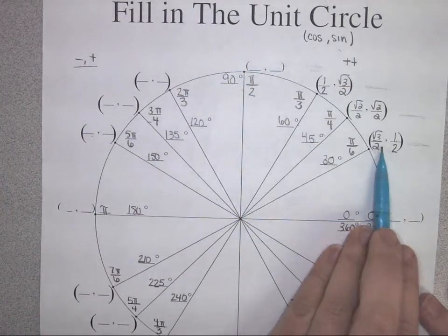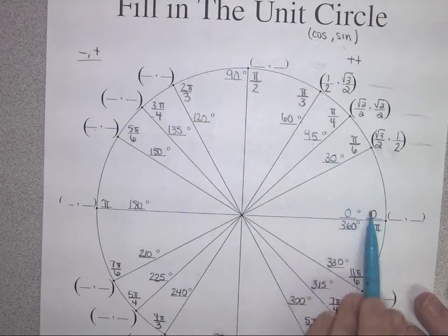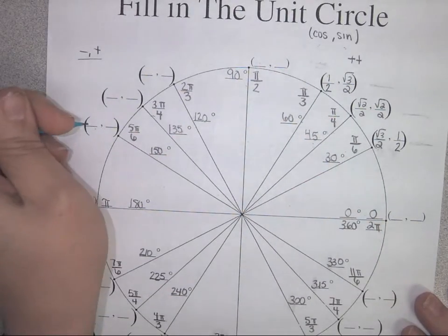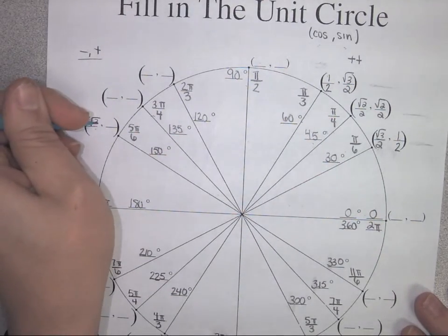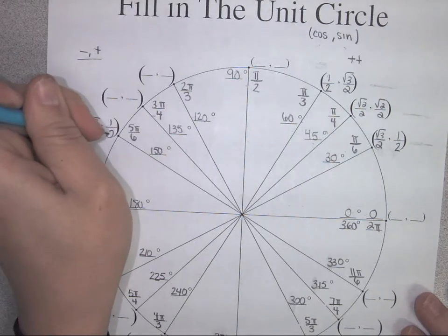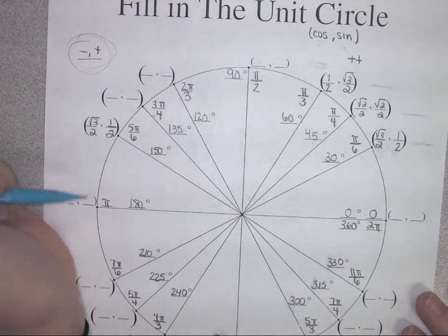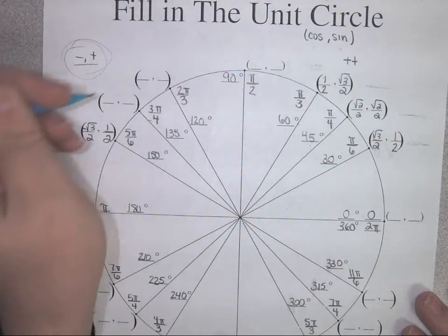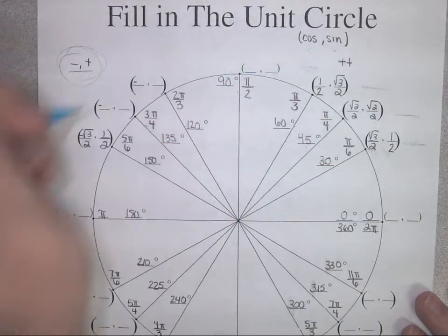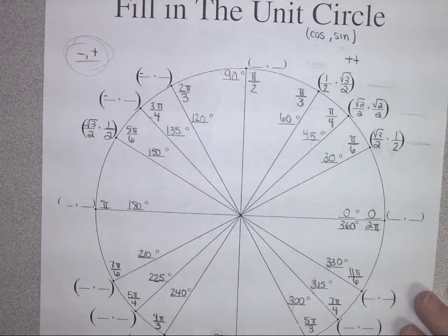So the square root of 3 over 2 comma 1/2, see how it's closest to the x-axis? It's also closest to the x-axis over here. The only difference is what happens in the second quadrant. Your x's are negative. The numbers are all the same. Nothing changes.